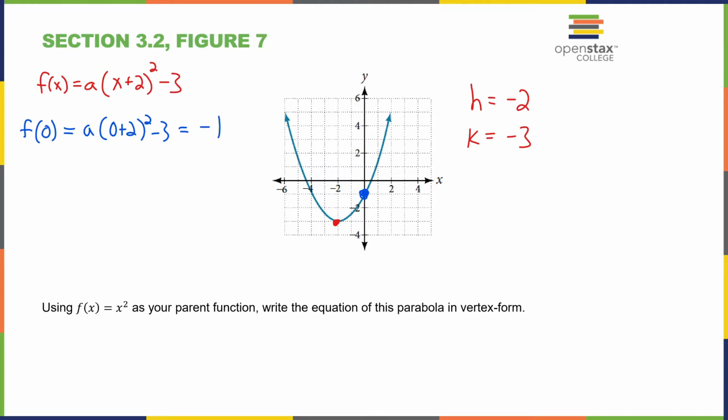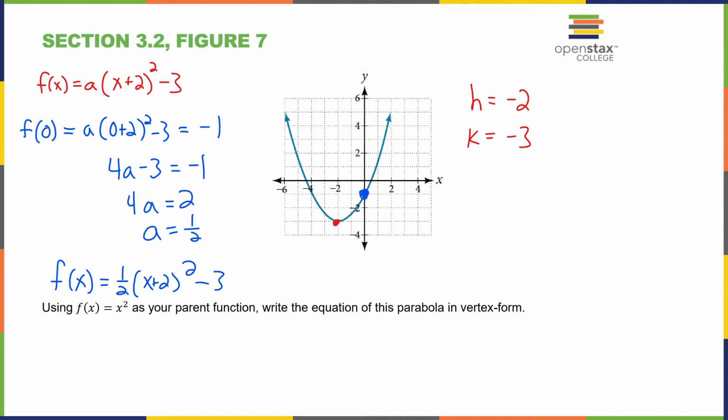Okay, because the point (0, -1) is on the graph. So I simplify this. Notice that 0 plus 2 is 2, and 2 squared is 4. So I have 4a minus 3 equals negative 1. 4a is going to equal 2. I divide by 4 on both sides, and I'm going to get a equals 1/2. And that means I can now write f of x equals 1/2 (x plus 2) squared minus 3.